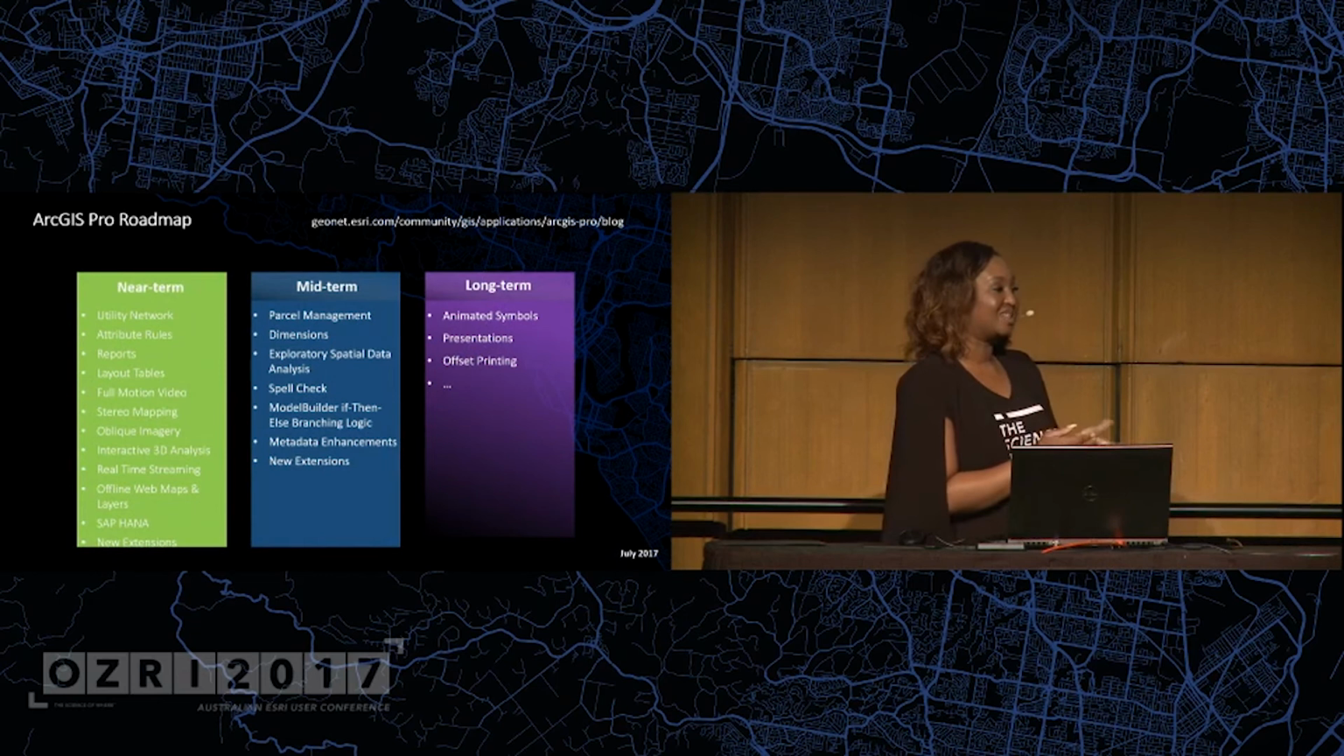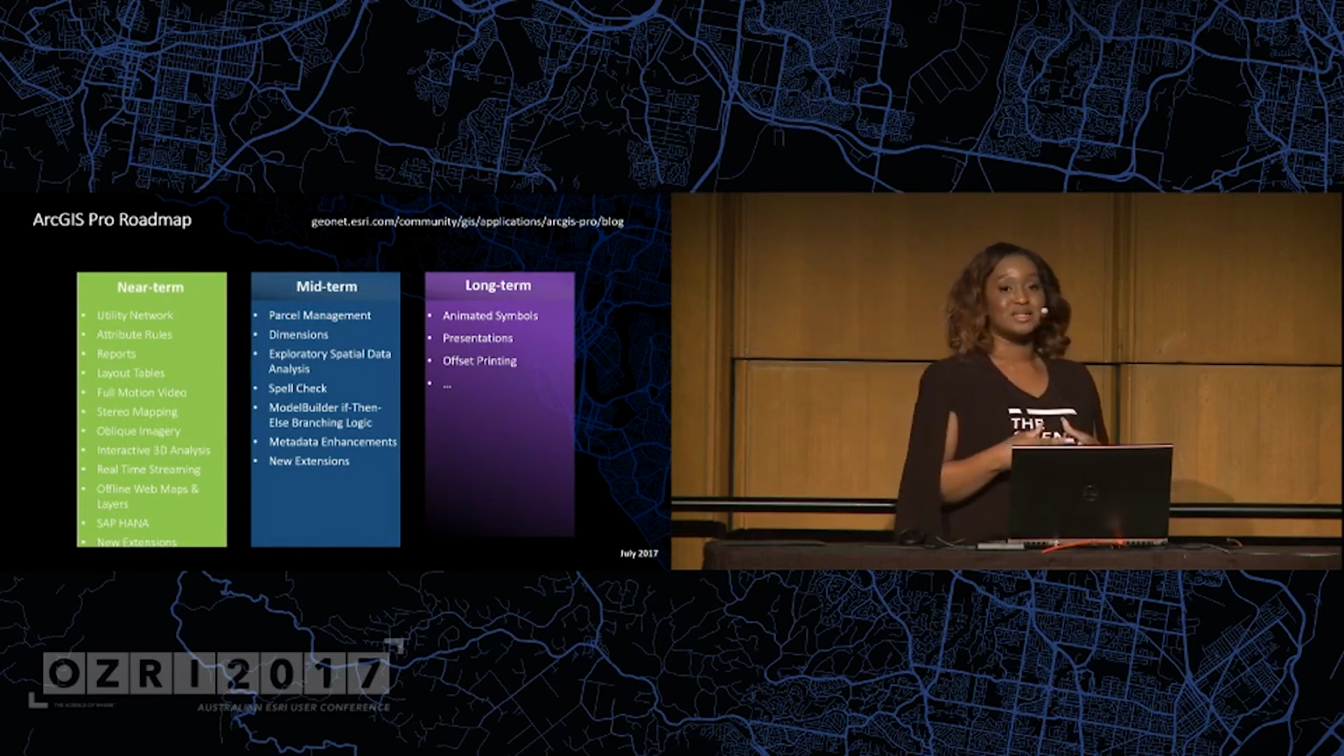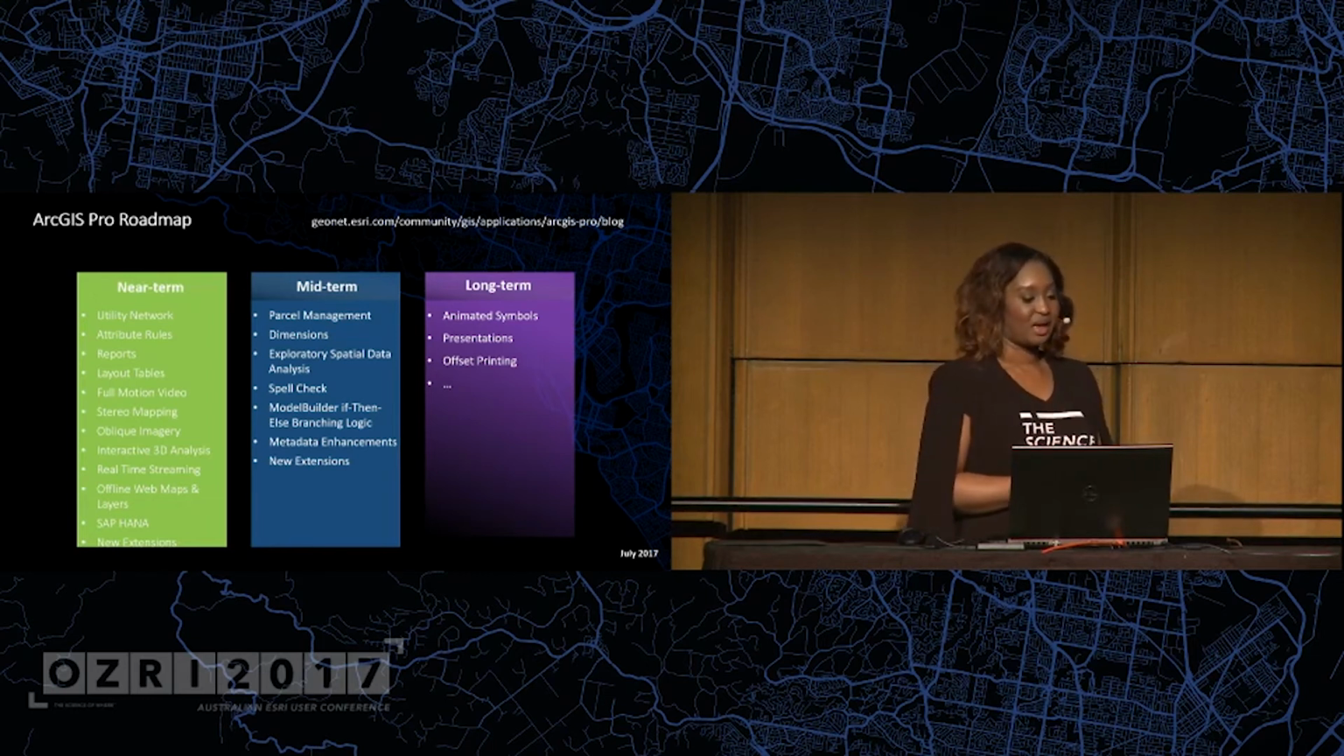Okay, let's take a look at the ArcGIS Pro roadmap. Pro is in its 6th release right now, and with each new release, they add so much more functionality. We're expecting the next release at about Christmas time this year, and we'll see the utility network model come through, as well as attribute rules, oblique imagery, offline web maps, and layers. Midterm, so sometime next year, we'll look to add parcel management dimensions as well as ModelBuilder if-then-else branching logic. And finally, long-term changes will include animated symbols and presentations.